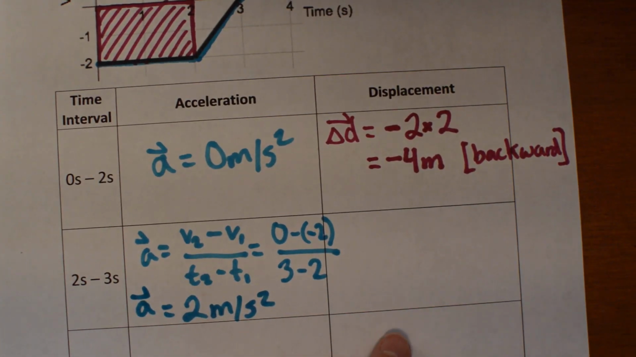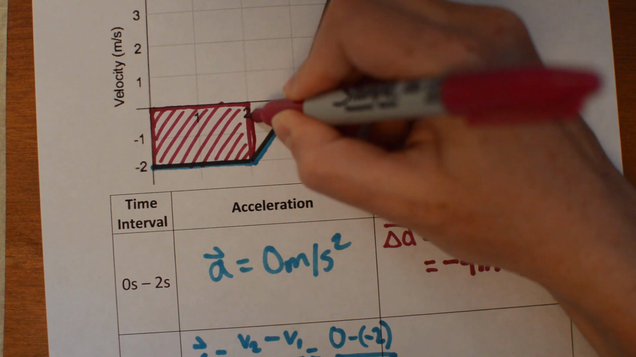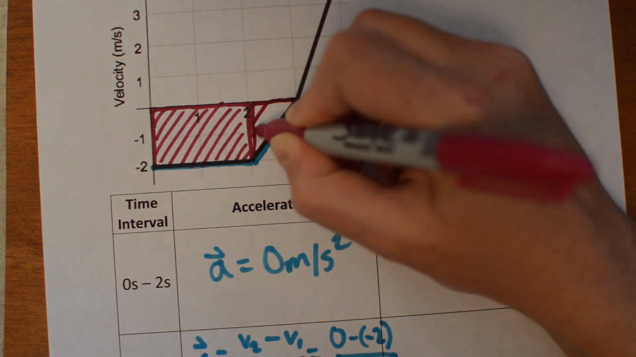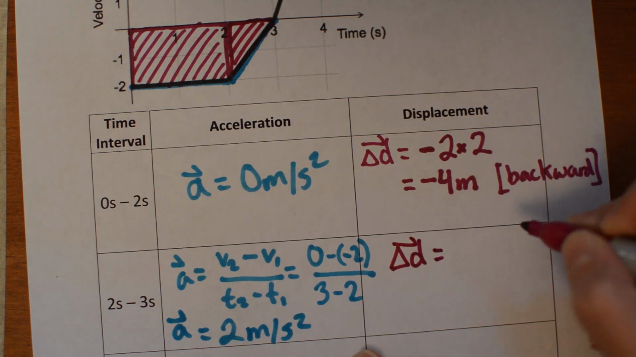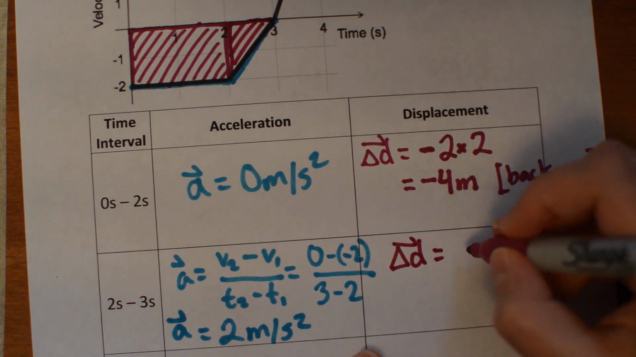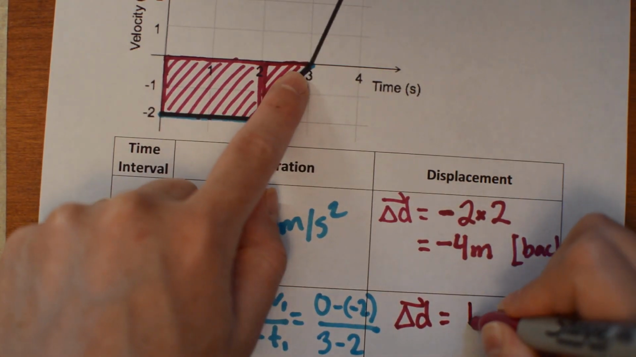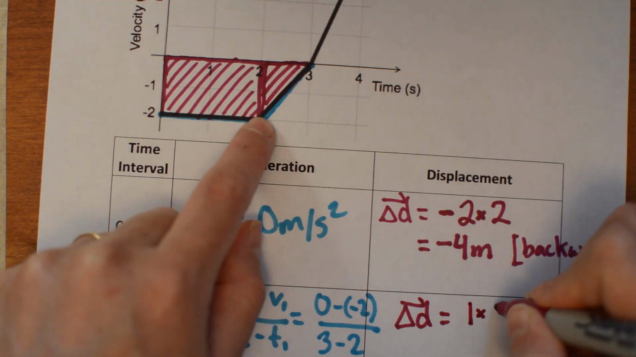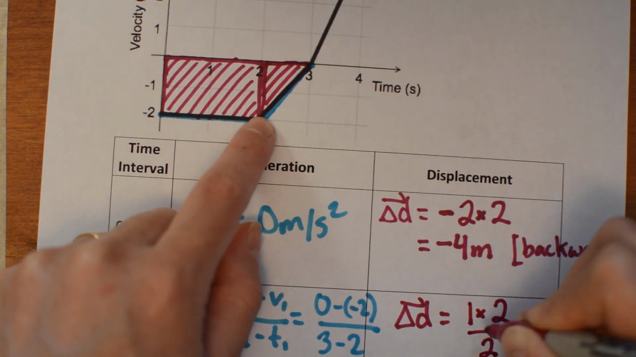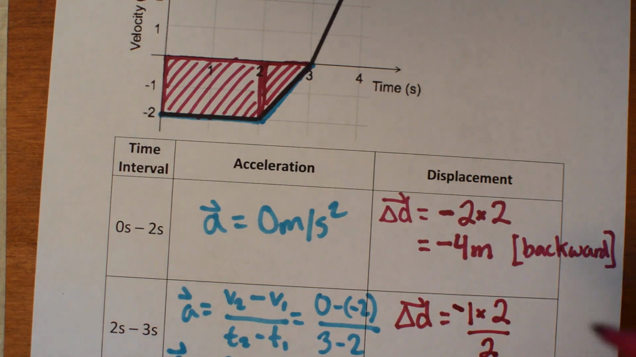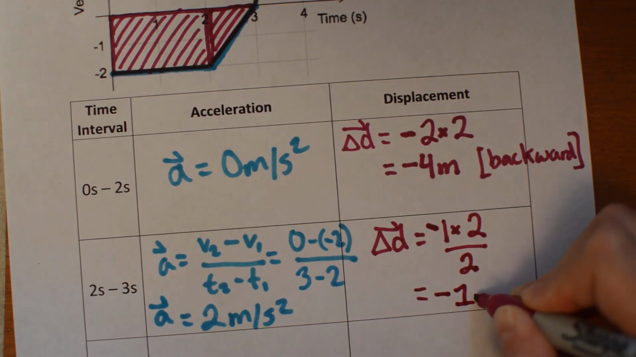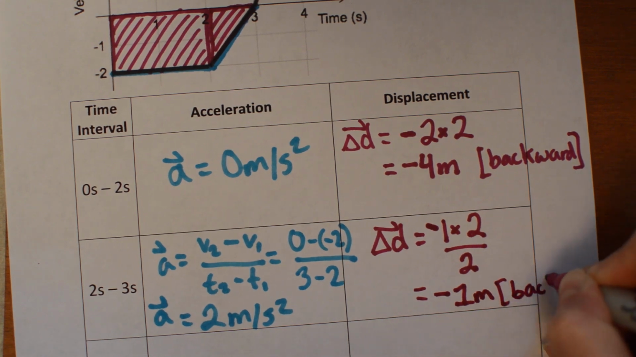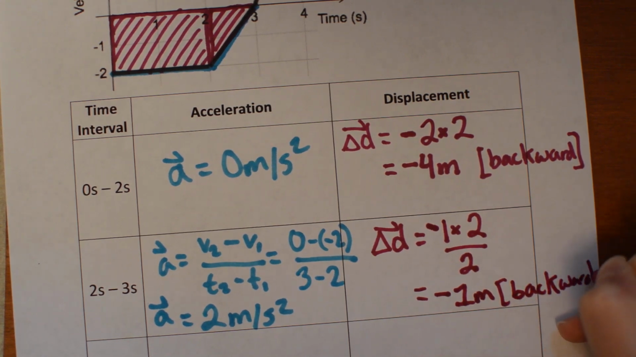The area of that section is a triangle. So delta D is going to be base times height over 2. Base is 1 times the height is 2, all divided by 2, and it's a negative area because it's below the time axis. So that gives me -1 meter, and it's backward. That's what the negative means.